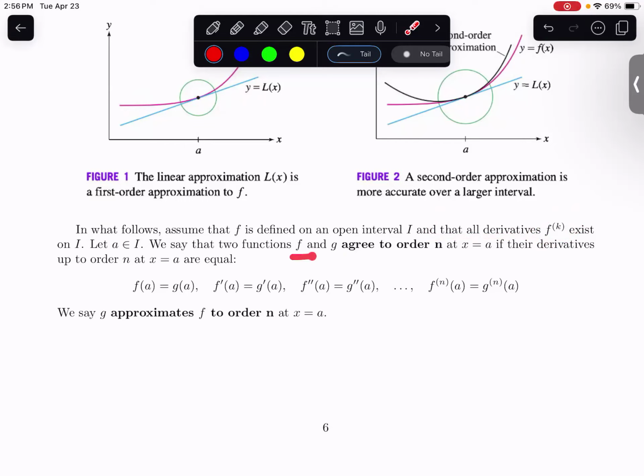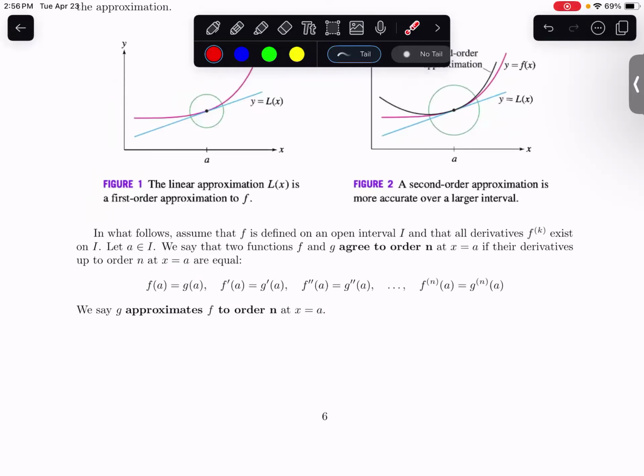And so we say two functions f and g agree to order n at x equals a if their derivatives up to order n at x equals a are equal. So what this means is g approximates f to order n at x equals a. If we have f of a equal to g of a, the first derivatives agree with one another, the second derivatives agree with one another, and then all the way up to the nth derivatives agree with one another.